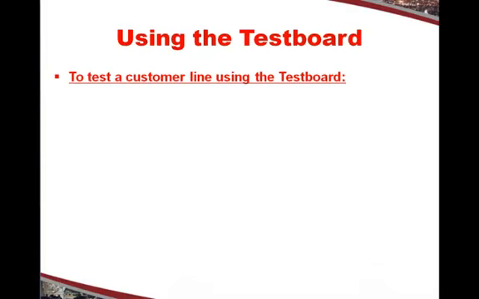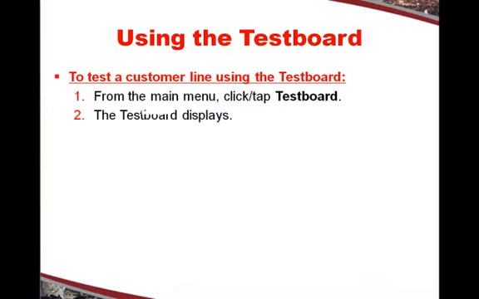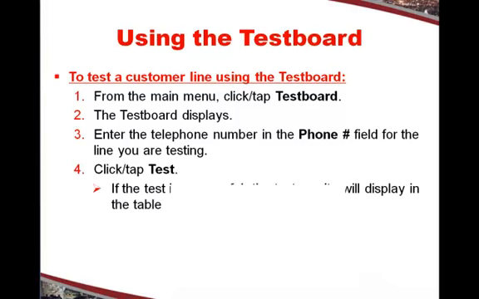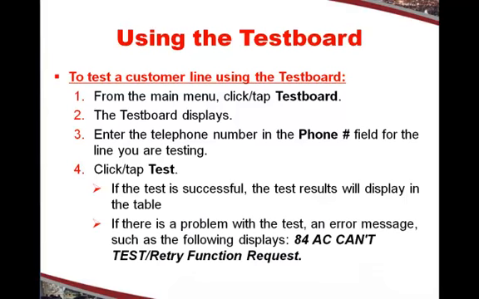To test a customer line using the test board, click or tap the test board button from the main menu. The test board screen will display. Enter the telephone number of the line you are testing in the phone number field. Then click or tap the test button. If the test is successful, the test results will display in the table, or if there is a problem with the test, an error message displays.